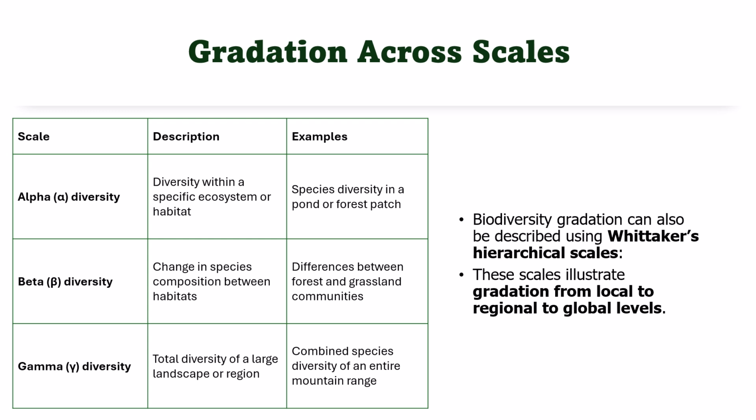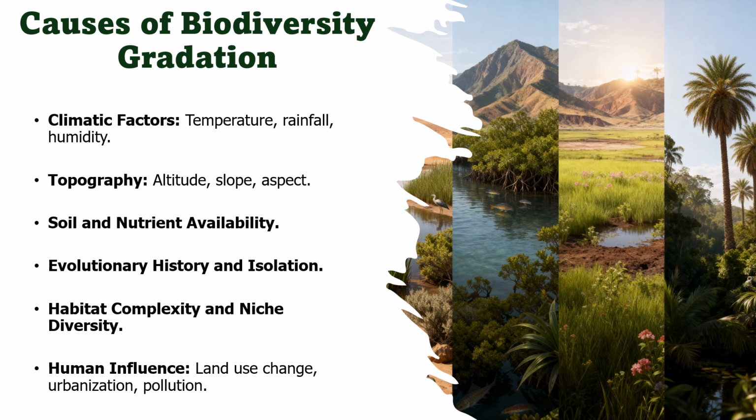In alpha diversity, diversity is seen within a species or within the habitat of an ecosystem, whereas beta diversity is the change in species composition between habitats, and gamma diversity is the total diversity of a large landscape or country or state. The gradation of biodiversity is influenced by multiple interrelated factors.